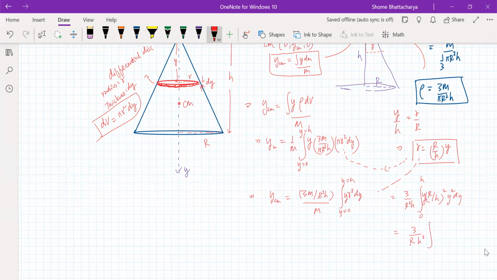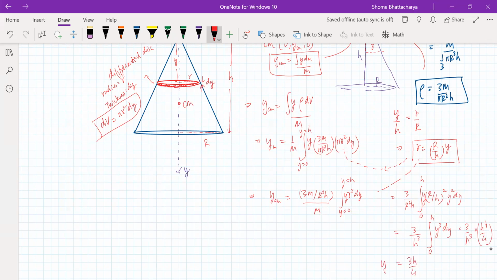So the integration is going to become the integration of y cube. Sir, R is also cancelling. Yes sir, R square is there, so it cancels. So R square by h square, and we are just left with 3 by h cube here. Then this integration will give us h to the power 4 by 4. So this becomes 3 by h cube into h to the power 4 by 4, so 3h by 4.